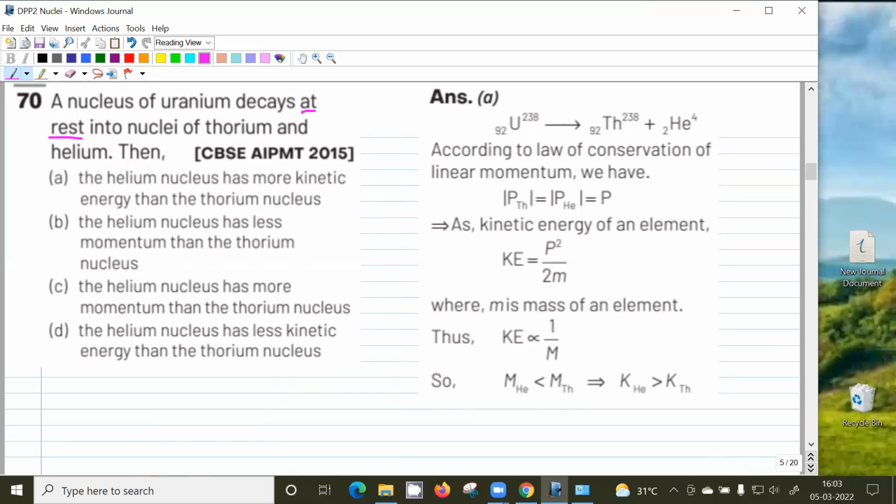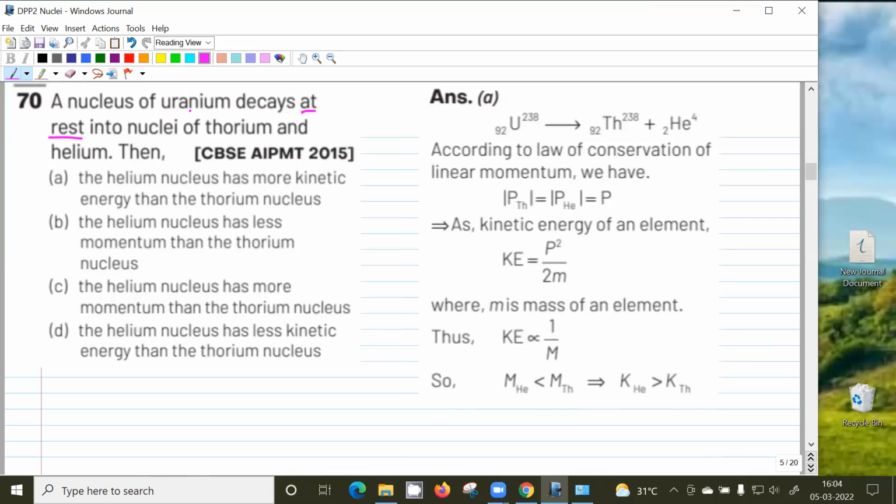Okay, so momentum of helium and thorium should be same magnitude wise. Kinetic energy is p square by 2m. Right. So kinetic energy of helium is... Got the answer? No, sir, I don't know how to do this. The first thing is it's at rest, no? The initial thing, the reactant.